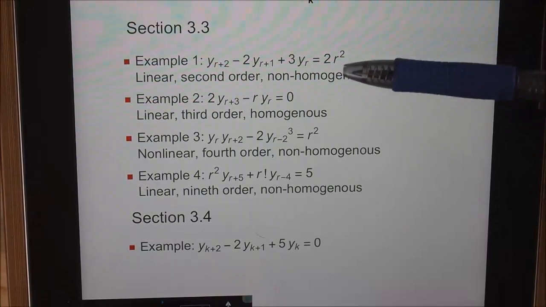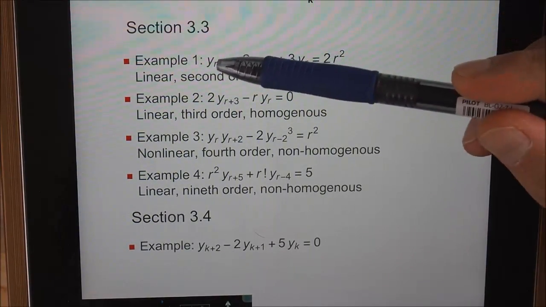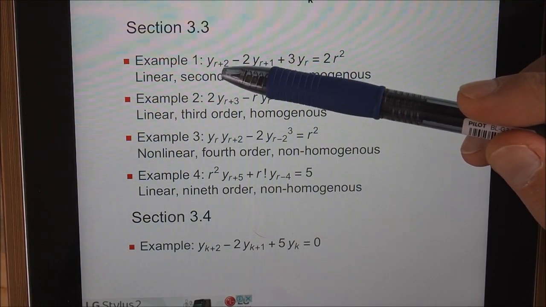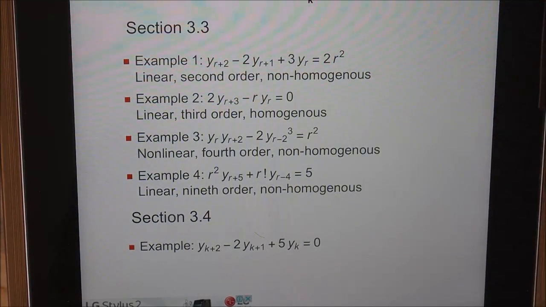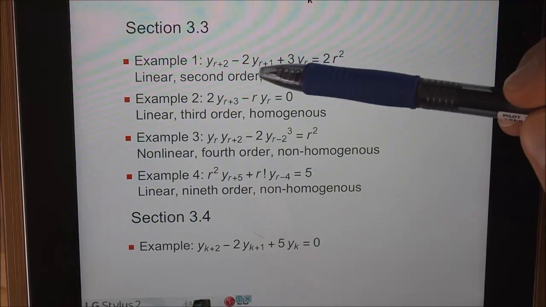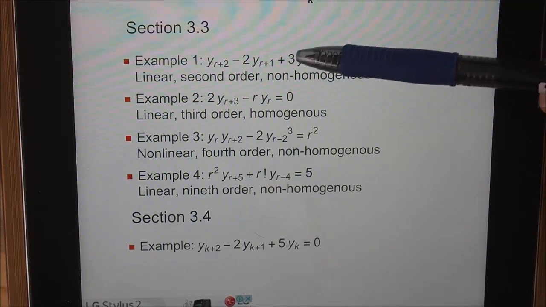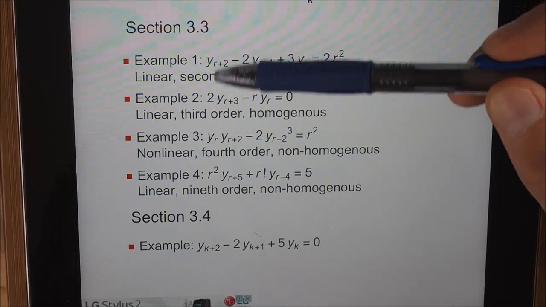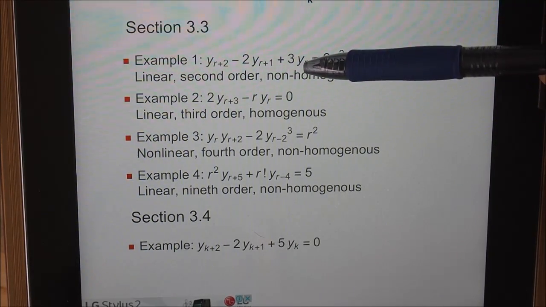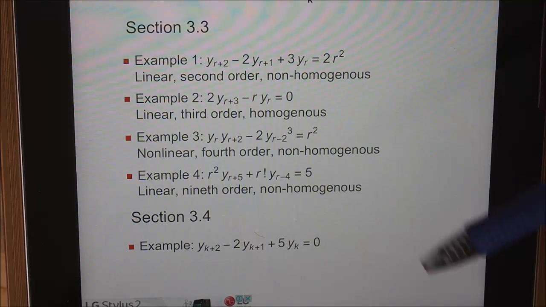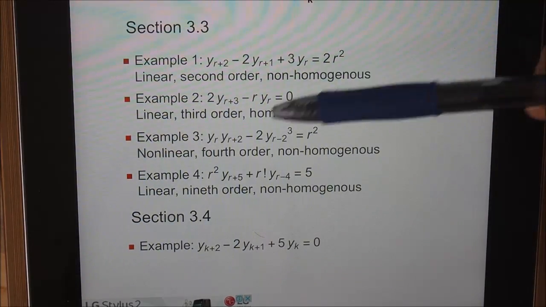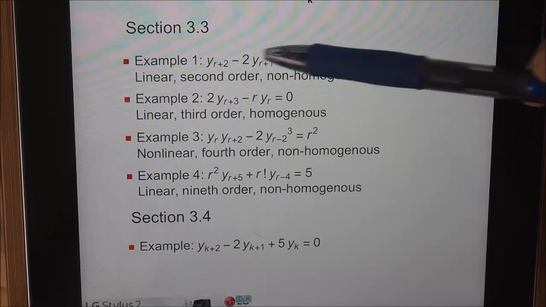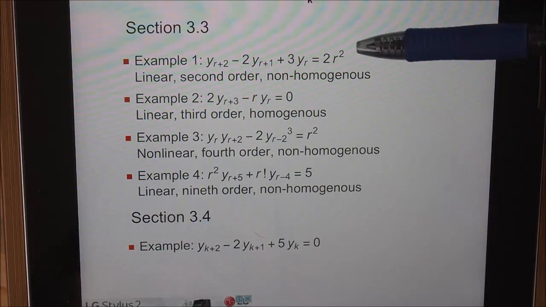So the first example is this one here. y_{r+2} minus 2y_{r+1} plus 3y_r. This r+2 is the interval, so it's two steps ahead. Now this might look like y'' minus 2y' plus 3y, but it's not quite that. It is a different beast to a differential equation, but it does have this kind of familiarity.